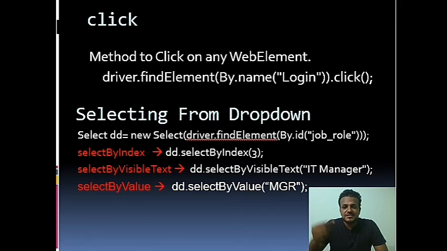The first one is by index, where you use the nth option. The second one is by visible text, the text between the two nodes of the option, the opening node and the closing node of an option. You'll find the text, that is the displayed text. And the third one is the value, where you can use this to select the value.